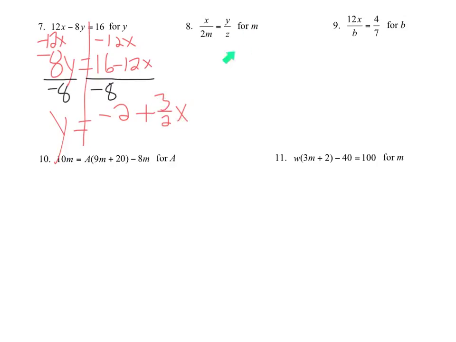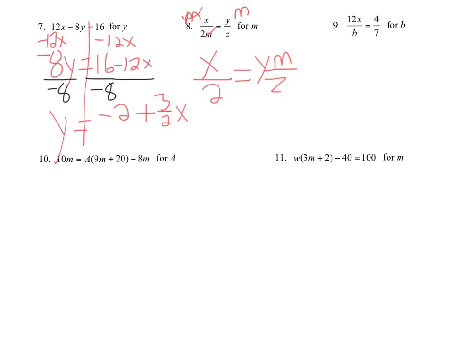Okay, this is going to get a little weird. So we want m by itself. Because m is the weirdo in the basement, or denominator, what we're going to do is multiply both sides by m to get it out of the denominator. That's exactly what I just did. So I multiplied m to both sides. Now I have ym over z. So you need to get rid of the y and the z.